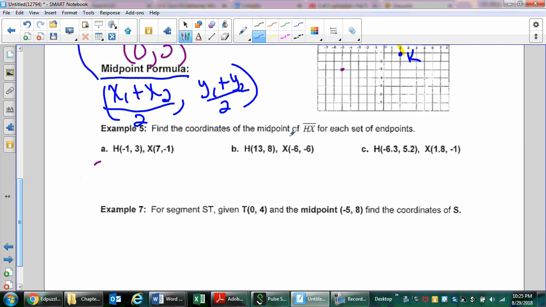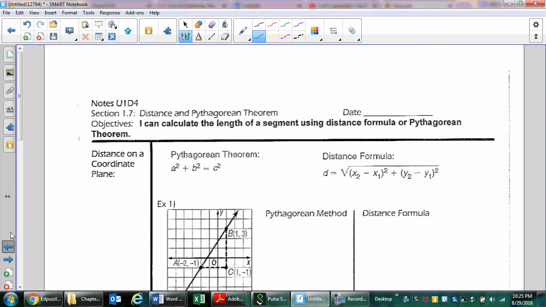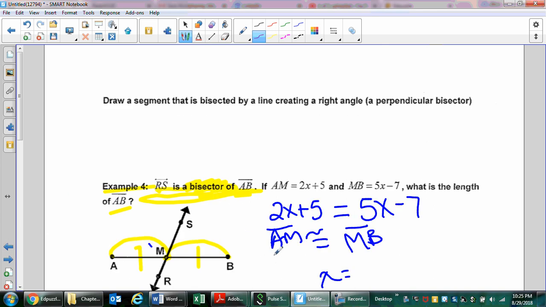A, B, and C are asking to find the coordinate of the midpoint of HX for each set, so try to do it. Example 7 is the tricky one. It says segment ST, given T, but the midpoint is given. So this one you have to be careful. If you know how to do it, go ahead and do it. But if it becomes too difficult, you don't have to do it. We will do it in class.